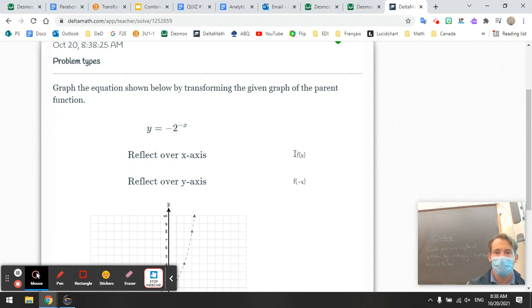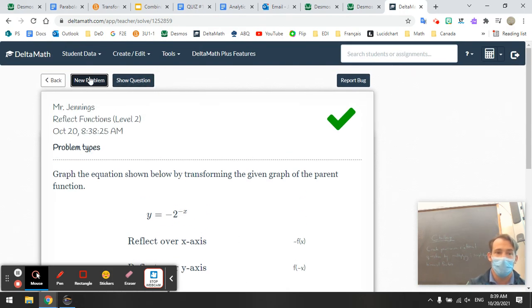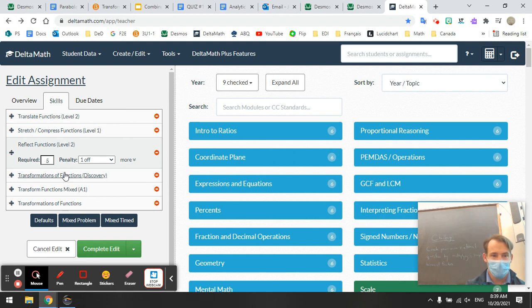And of course, take a look at their explanation. Here it shows you where that transformation is applied. Negative f of x or f of negative x do these different things. Reflect over the x-axis. Reflect over the y-axis. Isn't it lovely?